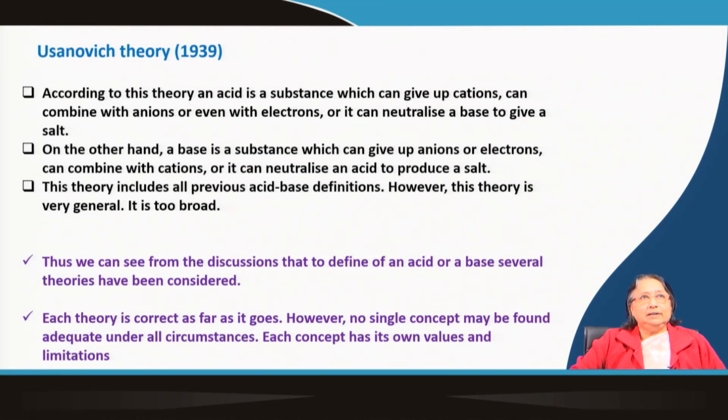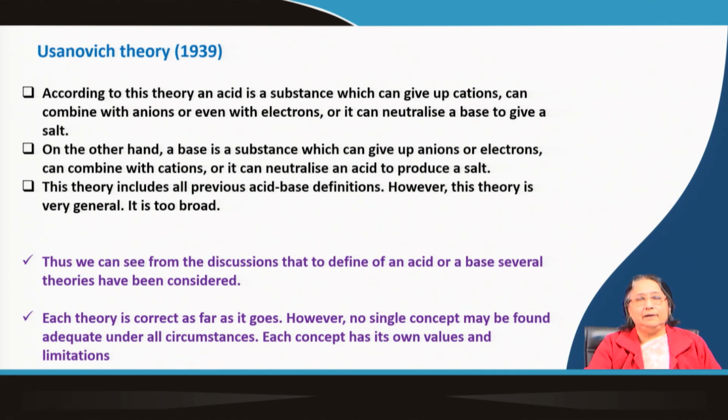Now, this is the last one, the most general, which can maybe explain everything: the Usanovich theory. According to this theory, an acid is a substance which can give up cations, combine with an anion and even with an electron, or neutralize a base to give a salt. On the other hand, a base is a substance which can give up anions or electrons, combine with cations, or neutralize an acid to produce a salt. This theory includes all previous acid-base definitions, but it is too general.